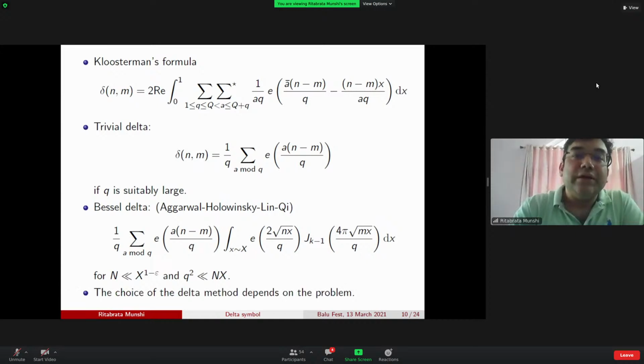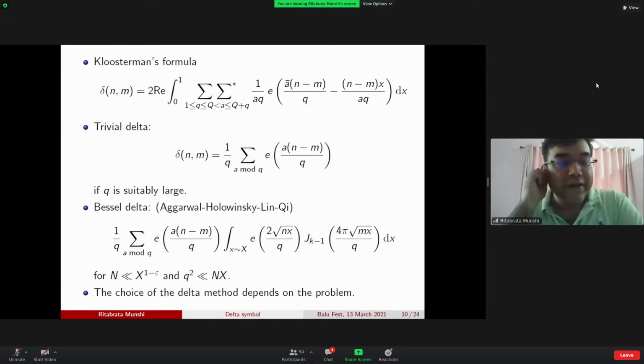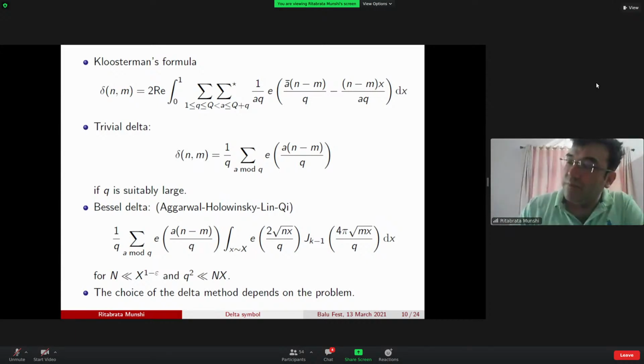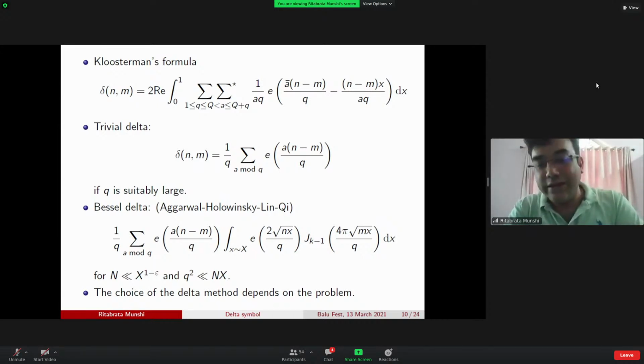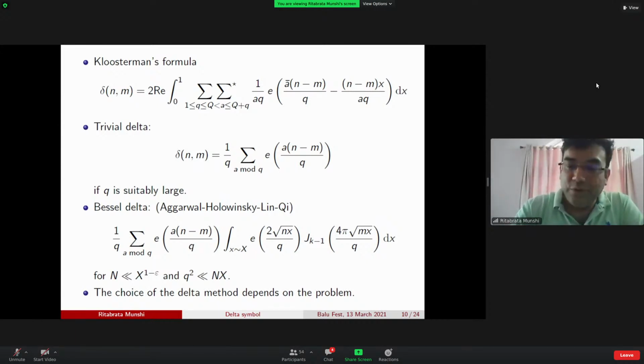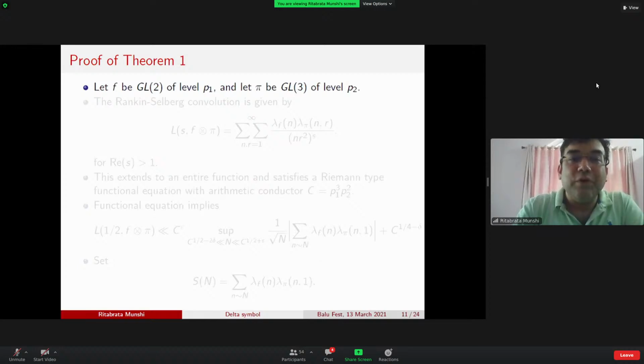As I said, the choice of the delta method, what type of delta method you'll be using, will depend upon the problem that you have in hand. So you have to be a little choosy, that is, pick the right method. Usually, if you pick the wrong method, you get something worse than the trivial. So you need to know how to get to the right method.